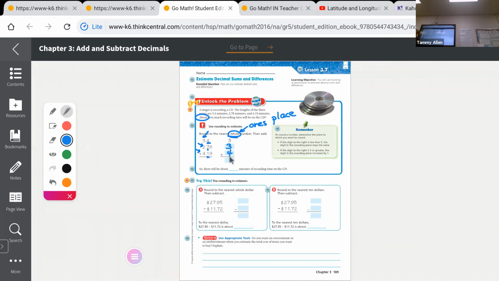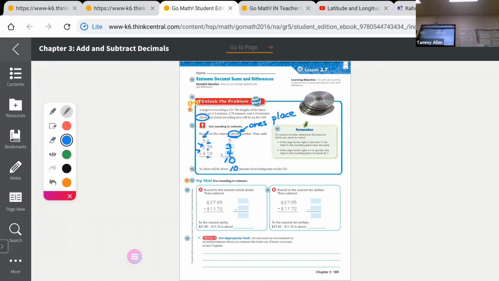So now we are adding 3, 3, and 4 together. So when we add 3, 3, and 4 together, we get a total of 10. So it's going to be about 10 minutes of recording time on the CD. Any questions on that? Any questions on how to round numbers?